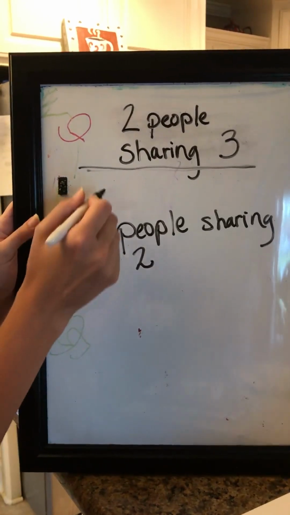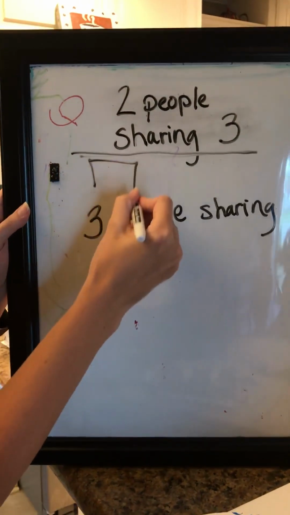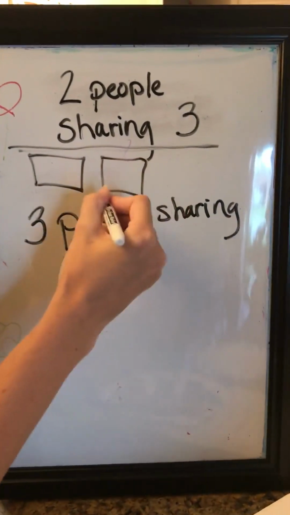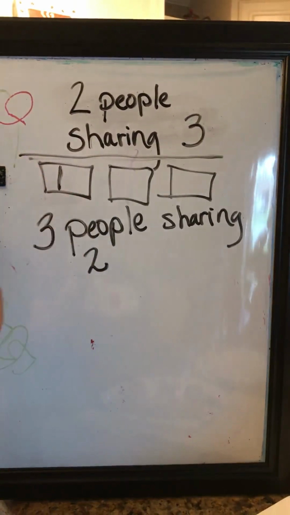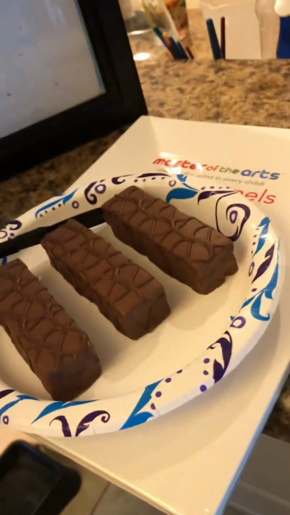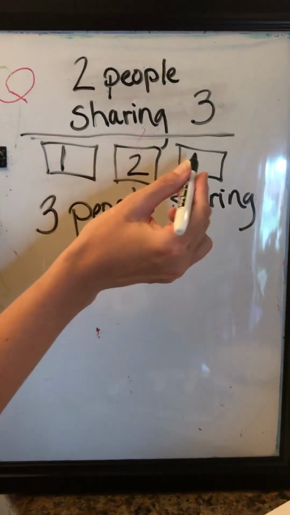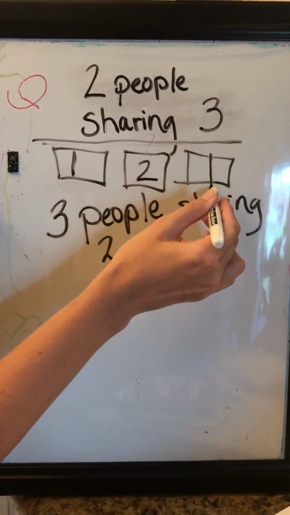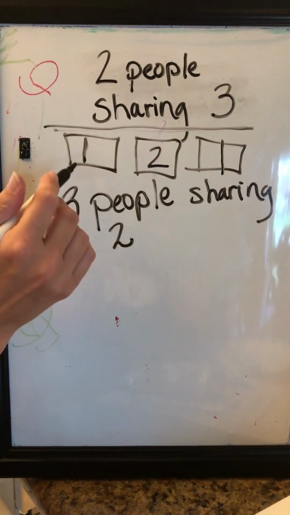So I could also draw a picture showing this. I'm going to draw my three Little Debbie cakes. And the first person will get one whole one. So I can think about that here. The second person will get a whole one. And then I'll have one left that I need to split equally. So I'm going to cut it in half so that they will each get 1.5.